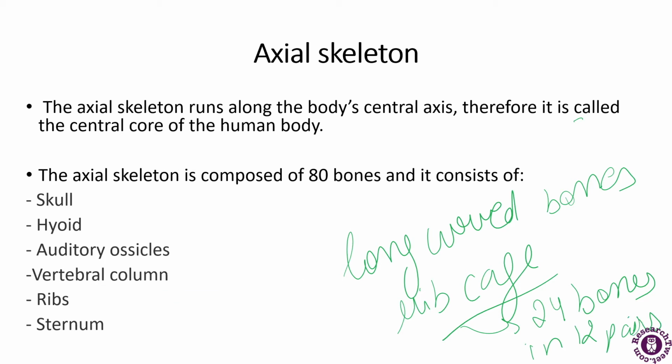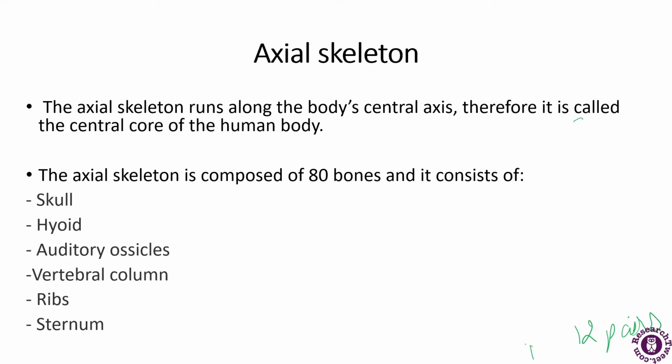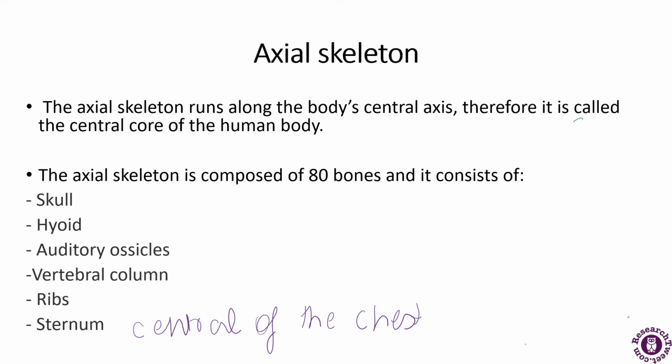Now, the next is about the sternum. It is the breastbone, which is a long bone placed at the center of the chest. The sternum and ribs make up the rib cage. The sternum is attached to the first 7 ribs and also to the collarbone.